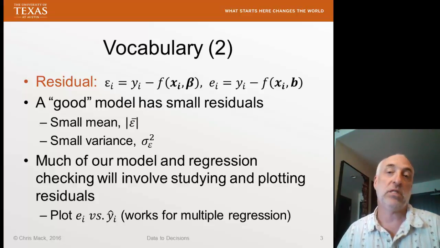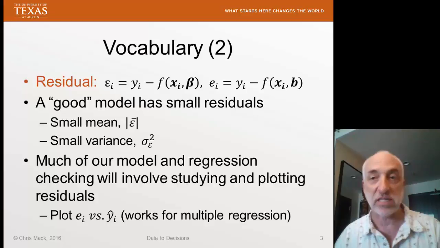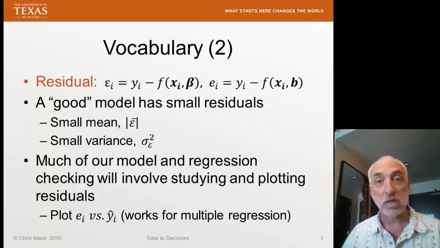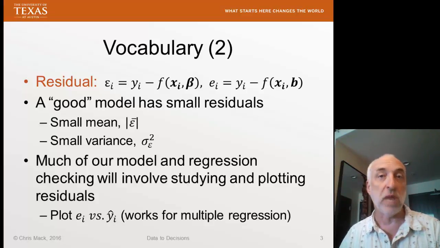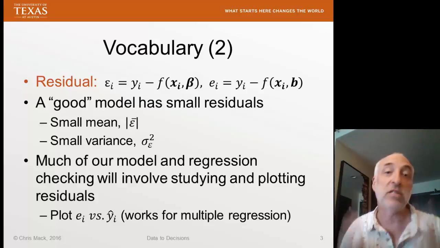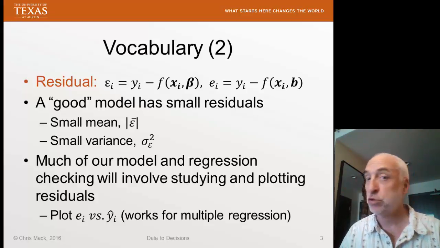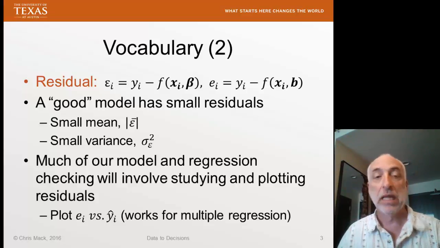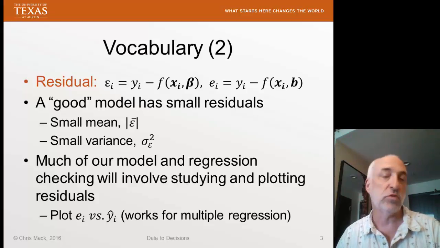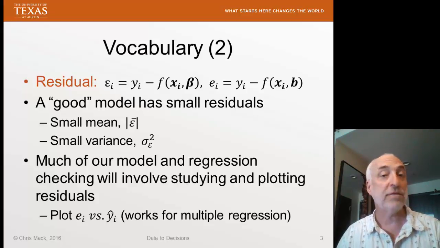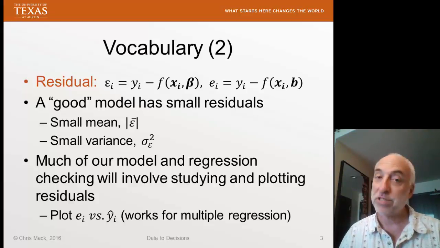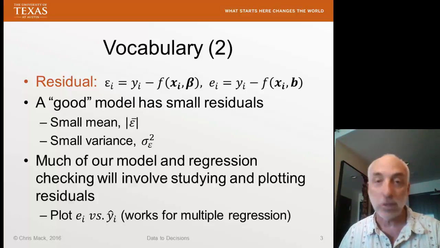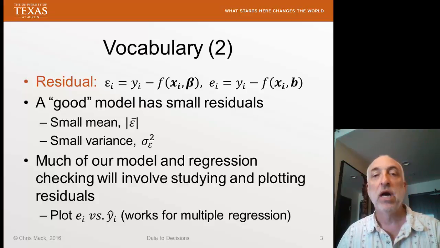Not the true residual. It's the residual based on our best estimate of what the model is. Now we're going to define best based on properties of the residuals. A good model, a model that we like, that we think does a good job of fitting the data, has two basic properties. First of all, the mean value of the residuals will be small, and the variance of the residuals will be small.